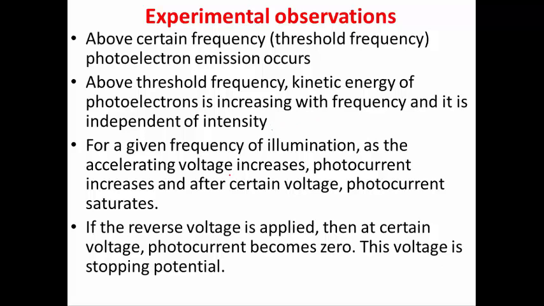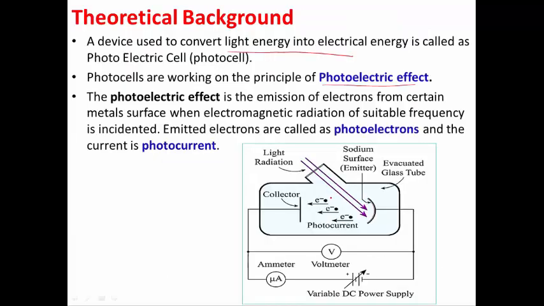In photoelectric effect, for a given frequency of illumination, as the accelerating voltage increases, the photocurrent increases, and after certain accelerating voltage, the photocurrent saturates. Here, the accelerating potential means what? That is the potential difference applied between the collector and the photosensitive material.